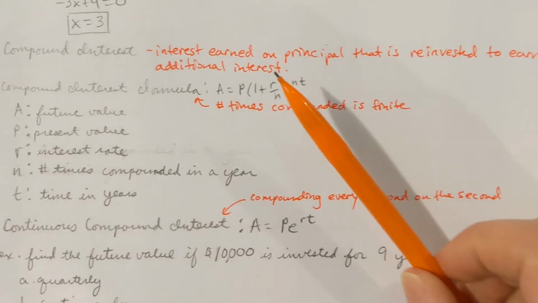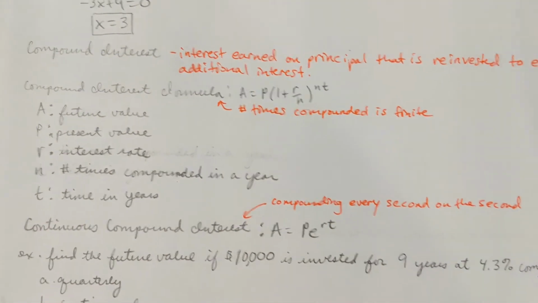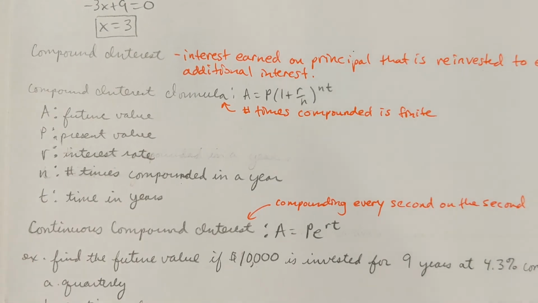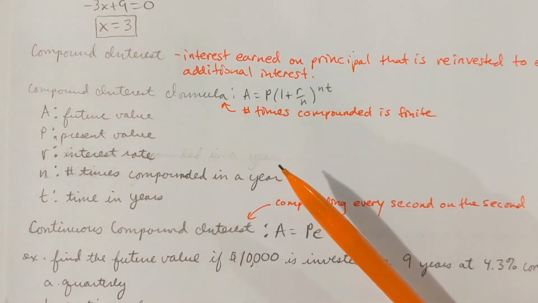Compound interest is interest earned on principal that is reinvested to earn additional interest. So it's money that you have invested that you're going to let sit there, and you're going to gain additional interest on top of that money that you've already made in interest. We call that compound interest. The compound interest formula is given here, just the general formula.